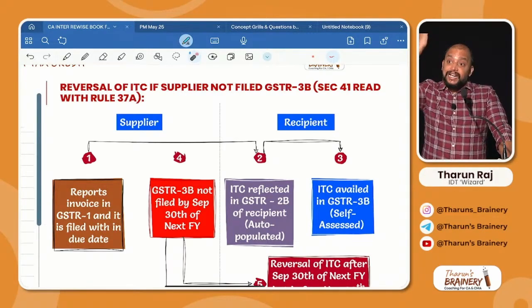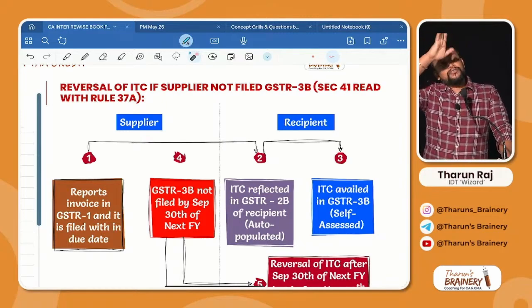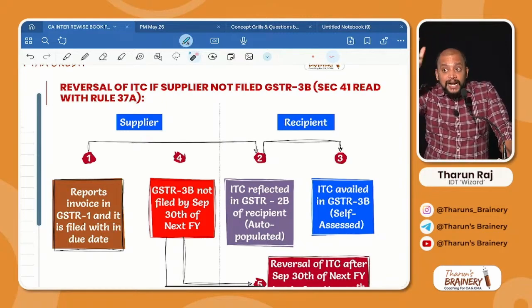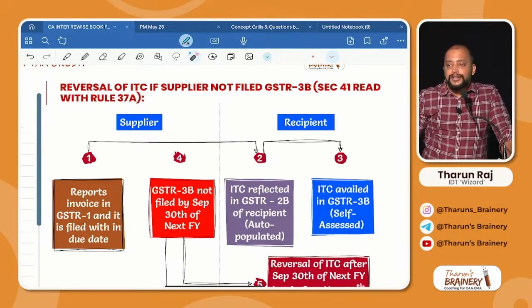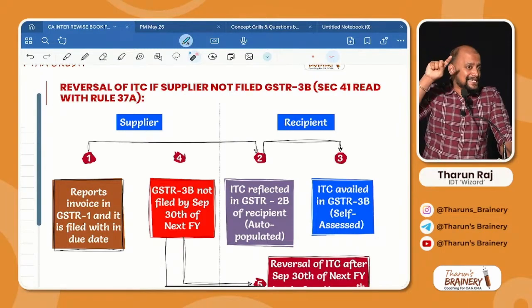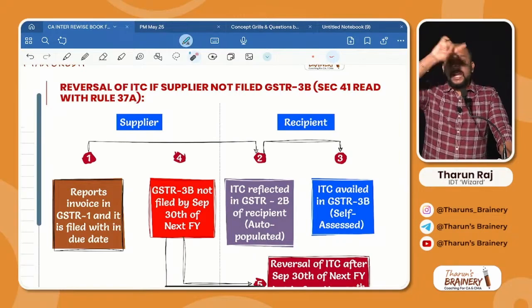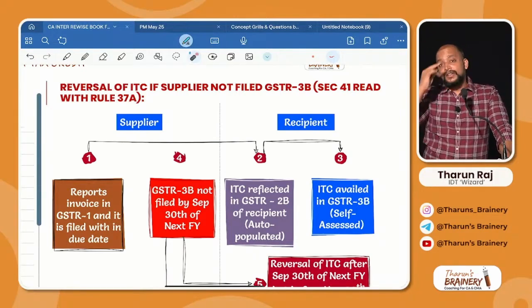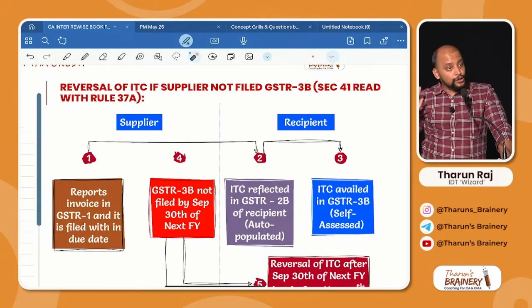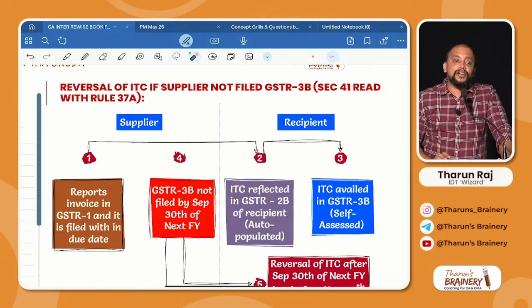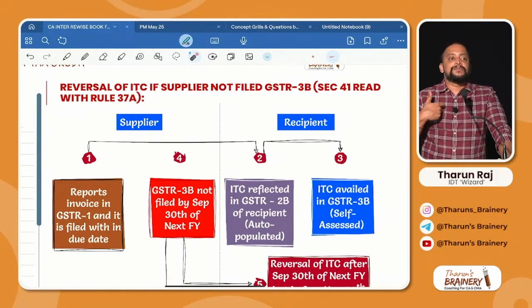Means what? He filed GSTR1 but he did not file 3B, means he did not pay tax. Only when he files 3B will he pay tax. Otherwise there is no tax payment. At the time of filing GSTR1, is tax payable? No. At the time of filing 3B only tax is payable. So that idiot is a smart fellow. He filed GSTR1 and it came in my 2B. So I took the ITC also in 3B, but thereafter he did not file 3B. When he is not filing 3B, I have to reverse my ITC.